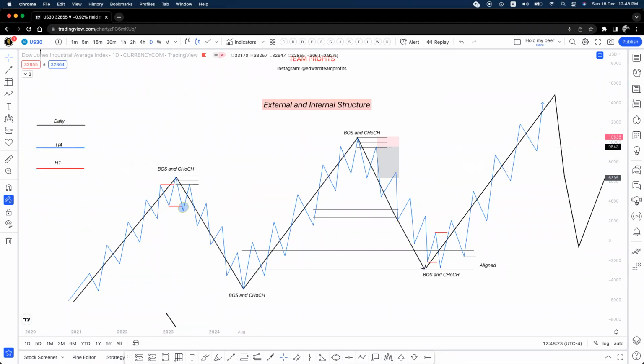Like if you want to go swinging, not necessarily, let's say you want to go directly from H4 to 1 hour to then 15 minutes. You can actually find a structure on H4, then you go to 1 hour, then go to 15 minutes. You can test that out.